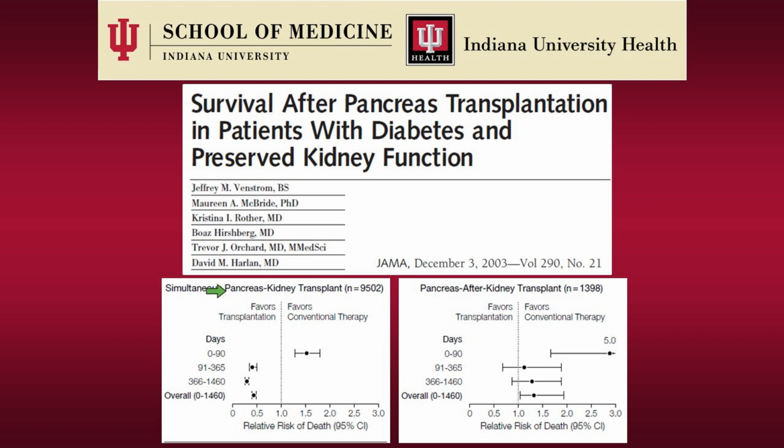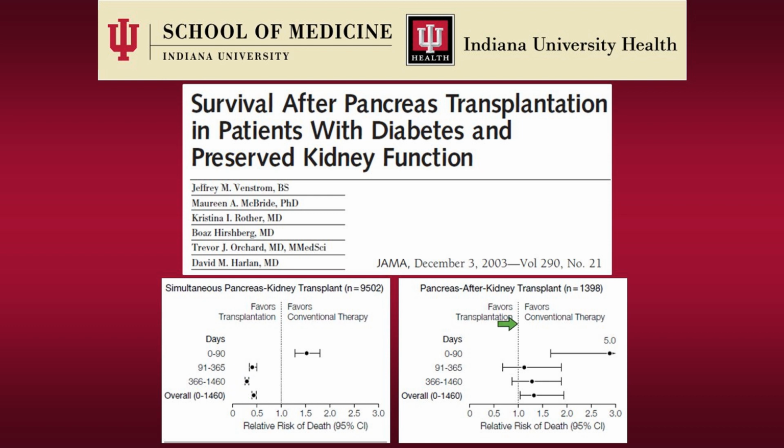So for example, for simultaneous kidney and pancreas, in the first 90 days, the first 3 months, because you had a big operation, it does not favor transplant. But once you get beyond 90 days, there's a strong statistical favoring for transplantation.